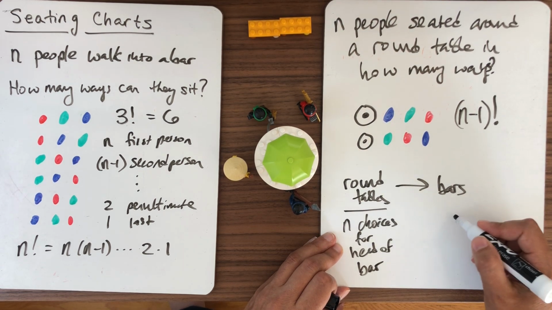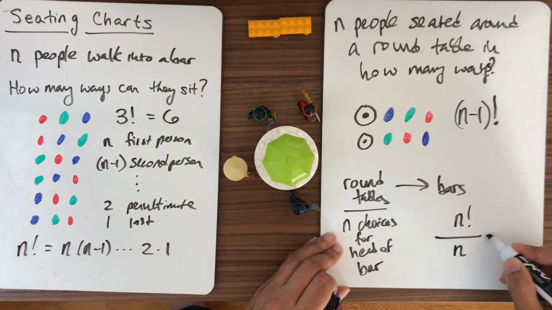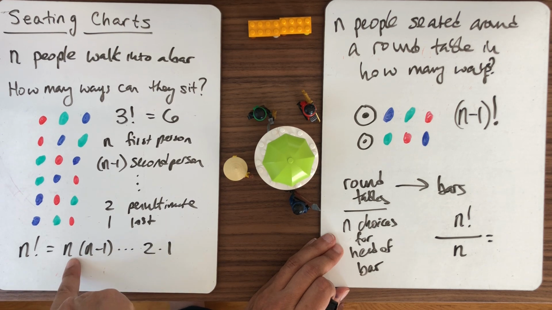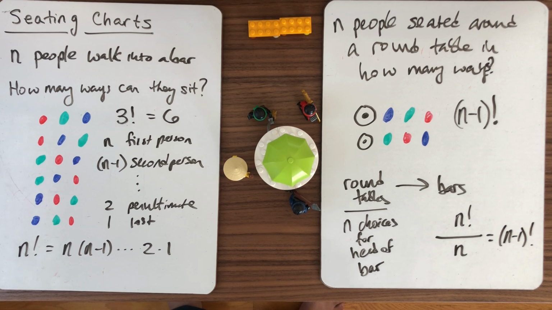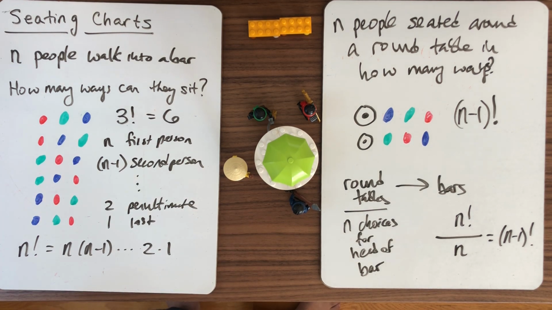And so what I get is the number of bar orientations, which is n factorial, divided by the number of choices, which is n. If I expand out n factorial, the n's cancel, and that's how I exactly get n minus 1 factorial. So if I'm thinking about round table configurations, I'm going to have n minus 1 factorial of those. Bar configurations, I have n factorial.